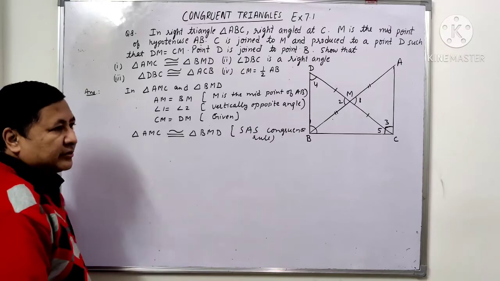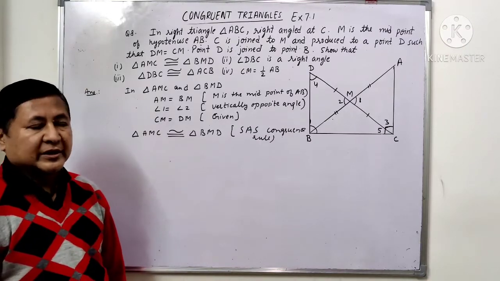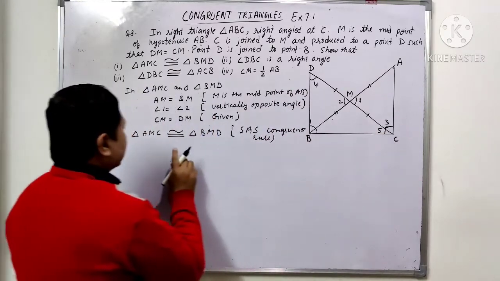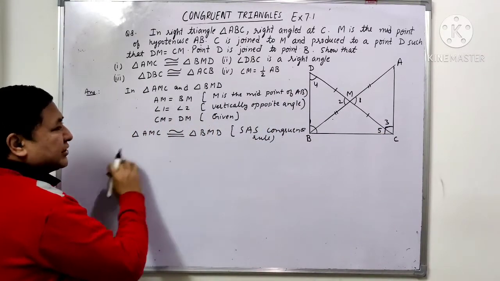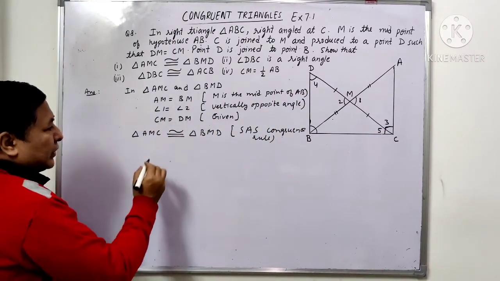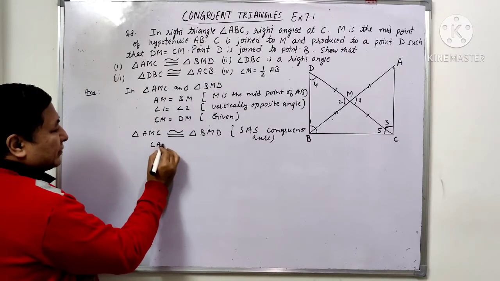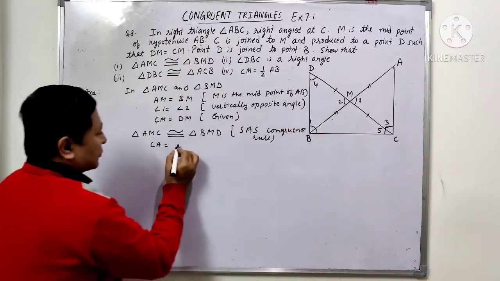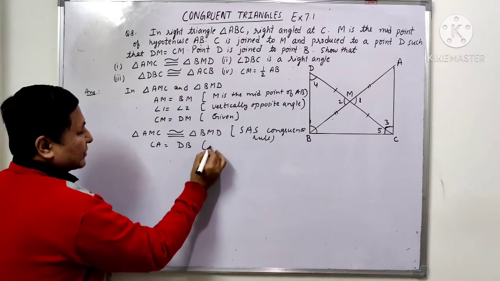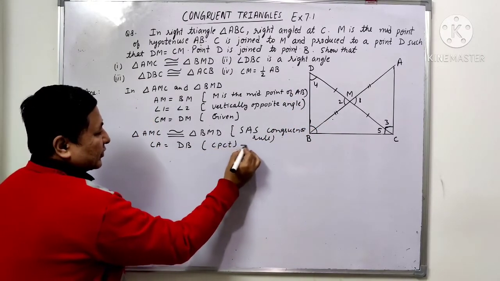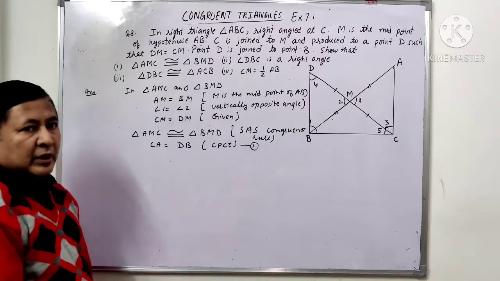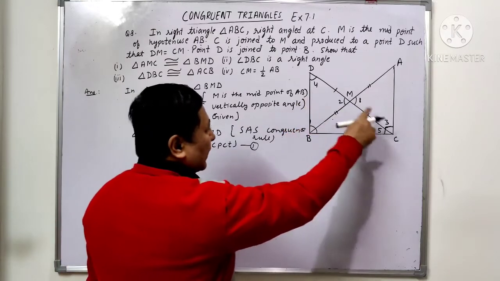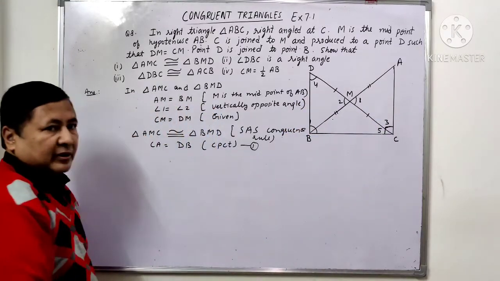Now by CPCT, that means corresponding parts of congruent triangles, DB and CA both will be equal. In this triangle, we'll take CA equal to DB. These two sides will be equal by CPCT. This we will mark as 1. And one more thing, the corresponding parts, this 4 and 3, are also corresponding parts.